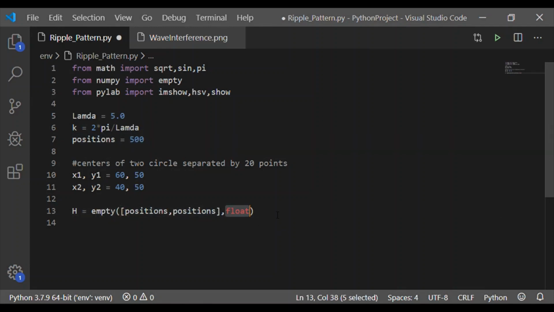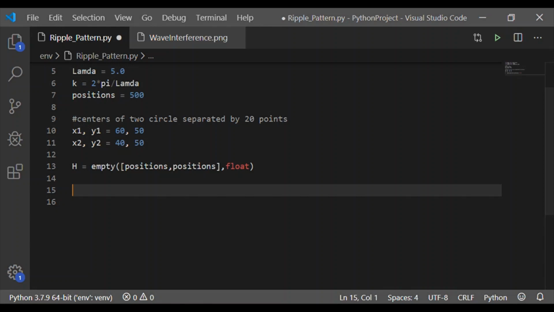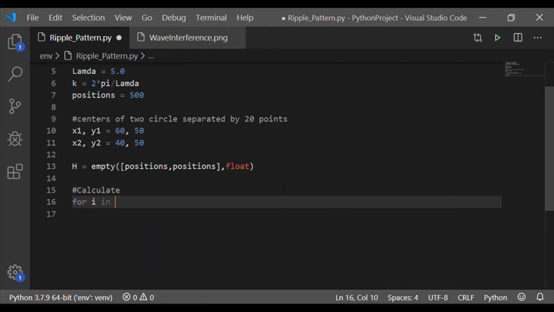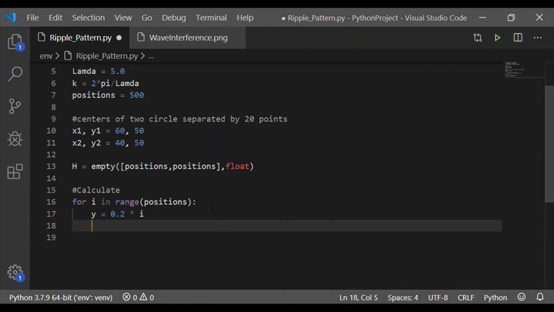And let me have h as a two-dimensional array for 500 positions. We are having h to hold the values of different x and y positions on the ripple, which shall be used to calculate the height of the ripple at these points.